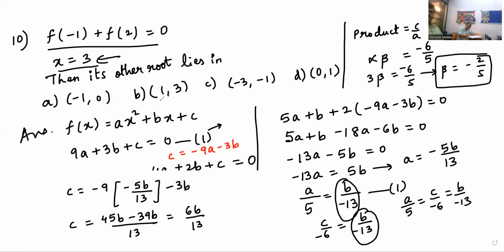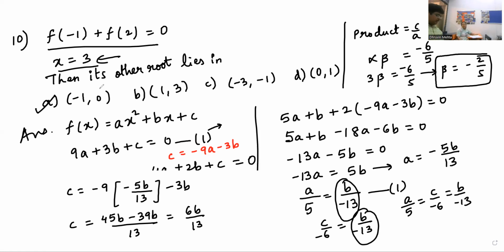Now minus 2 by 5 lies in which interval? Which of these four intervals will it fall in? It's minus 0 point something. This is minus 0.4. Right? Negative 0.4. Done? Shall we take the next one?